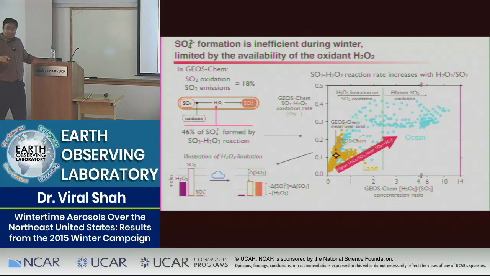So now if there's slightly less SO2 present, the amount of SO4, the amount of sulfate formed, would still be the same, which would mean that fractionally the conversion of SO2 to sulfate would be higher. So the oxidation efficiency would be higher because the amount of oxidant remained the same. And that turns out to be an important thing.